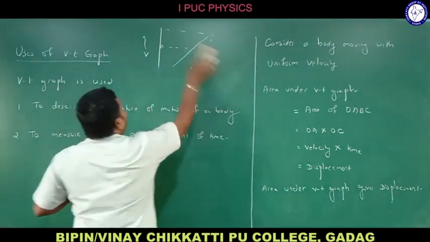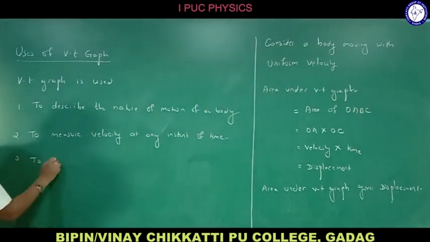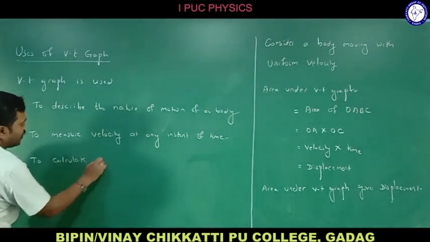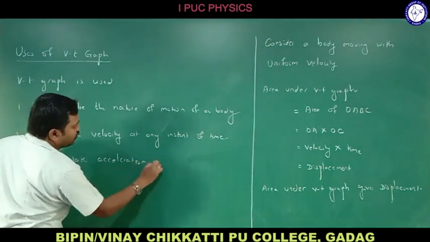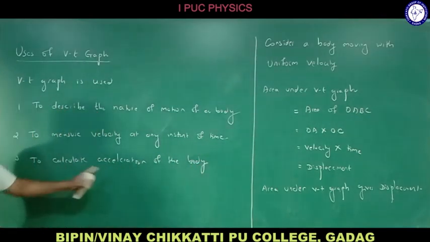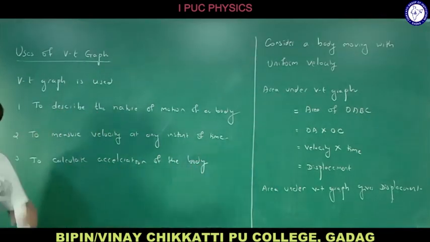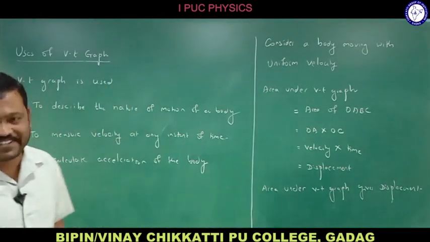Okay, now let us go with the third one. It is used to calculate the acceleration of the body. How to calculate the acceleration of the body? Take the slope of the VT graph. If you take the slope of the VT graph, you will get acceleration, right?